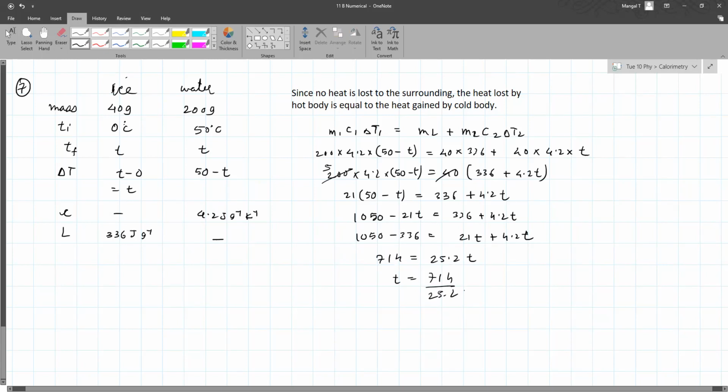Sometimes these numbers can be tricky calculation. So as far as possible, try to do by yourself whenever you are practicing, and not relying on calculators. Right.